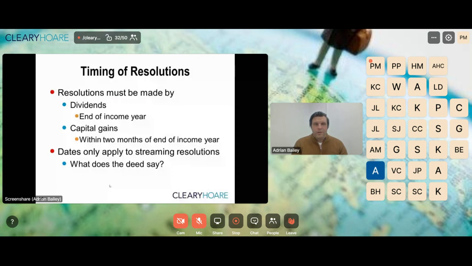However, we do remind everybody that that only applies to streaming resolutions. And what does our deed say? If our deed says that if we don't make a resolution by a particular date, then it goes to B, then that's what's going to happen in accordance with our deed. The sort of concessionary treatment of allowing us to make a resolution up to 2 months after the end of the income year, I think you're getting more trouble than otherwise, than just making sure that we make our resolution before the end of the year. Because if you remember, in terms of capital gains, we can make it formula-based. So even if we don't have the exact figures at that time, we can still make our resolution within time.